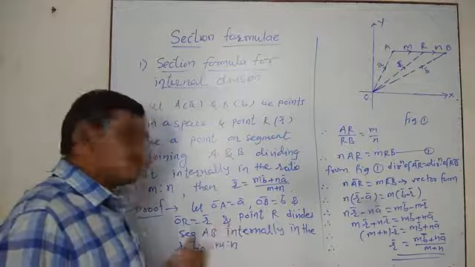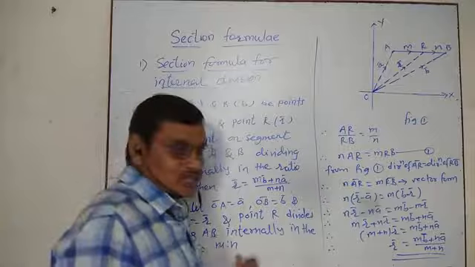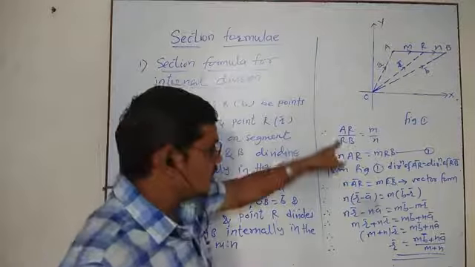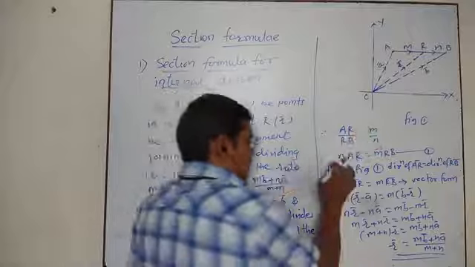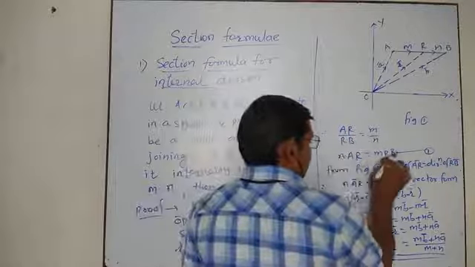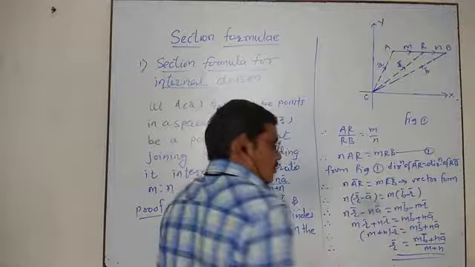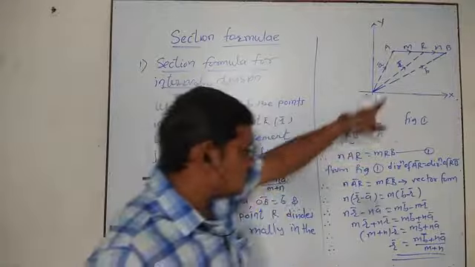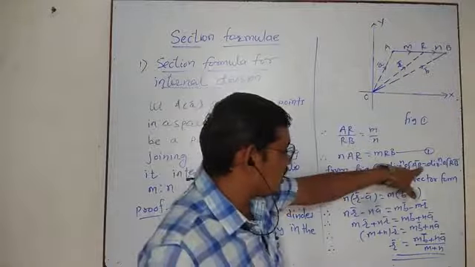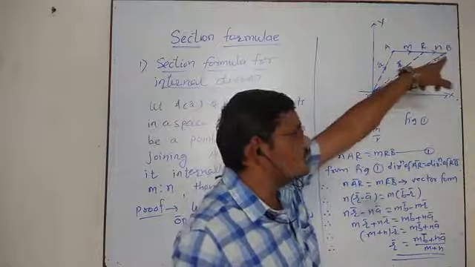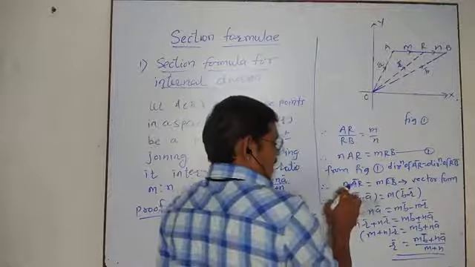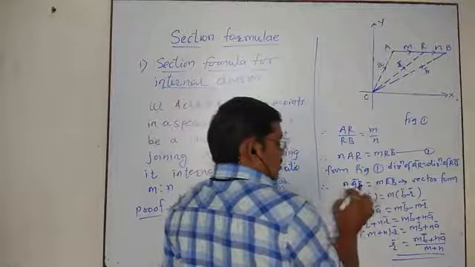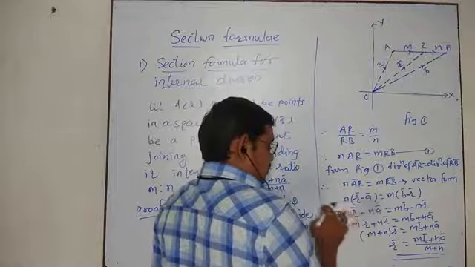R is the point on the segment AB, dividing the segment in the ratio M is to N. Therefore, we write the ratio AR is to RB is equal to M is to N. We simplify this: N into AR is equal to M into RB, equation number 1. Okay. Now from this figure, the direction of AR and the direction of RB is the same. They are collinear as well as in the same direction. Therefore, we write this in the vector form, so these vectors are the same.